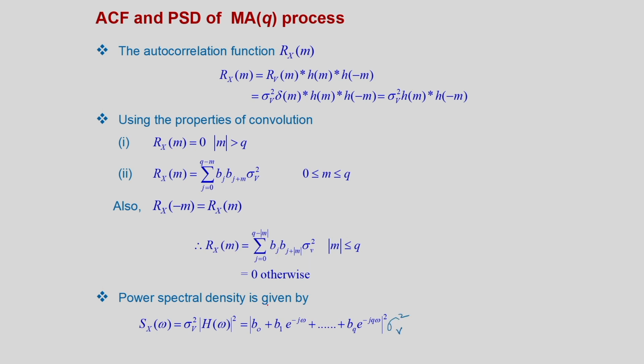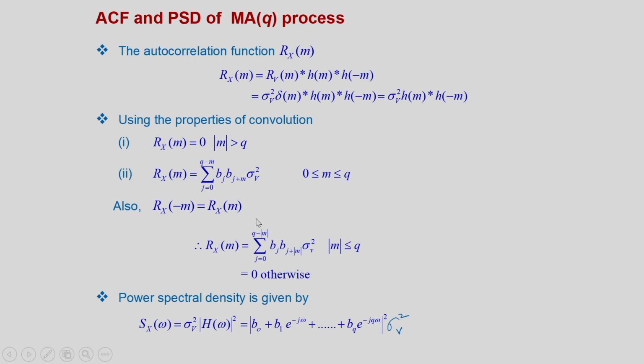Now, the power spectral density, PSD, of xn is given by Sx(omega) equal to sigma v square multiplied by mod of H(omega) square, that is, we established that relationship. Now, I know H(omega) is equal to b0 plus b1 e to the power minus j omega plus up to bq into e to the power minus j omega q. So, therefore, mod of this expression square into sigma v square. So, this is the power spectral density of an MA(q) process.